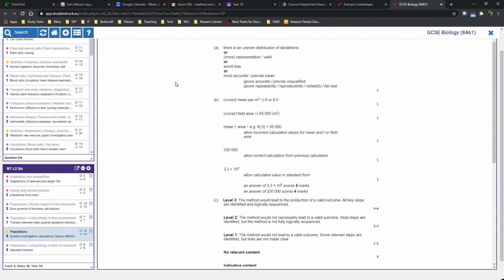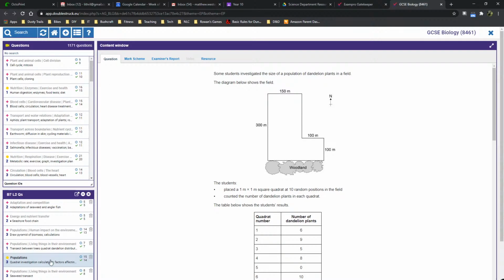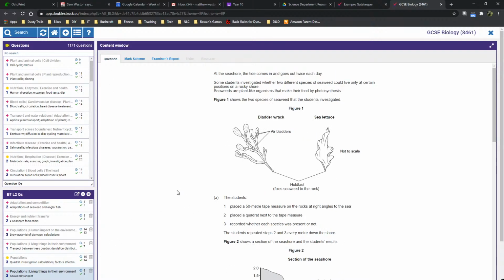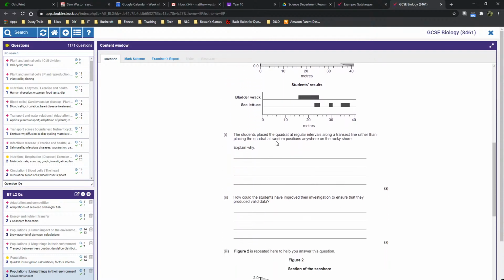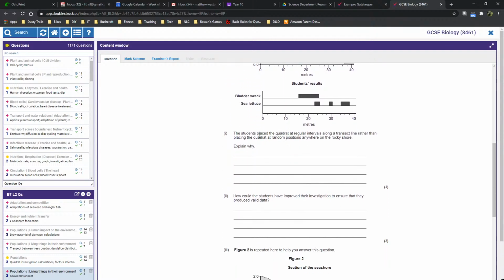If I go back up, we'll look at a different question, let's have a look at the seaweed. So this one, they actually tell you what they were doing. We've got a 50 meter tape measure running down. The quadrat was placed next to the tape measure, and we recorded whether species were present or not. The students placed the quadrat at regular intervals to achieve random. Again, it's to avoid bias, and it's to make sure that actually we have a random test.